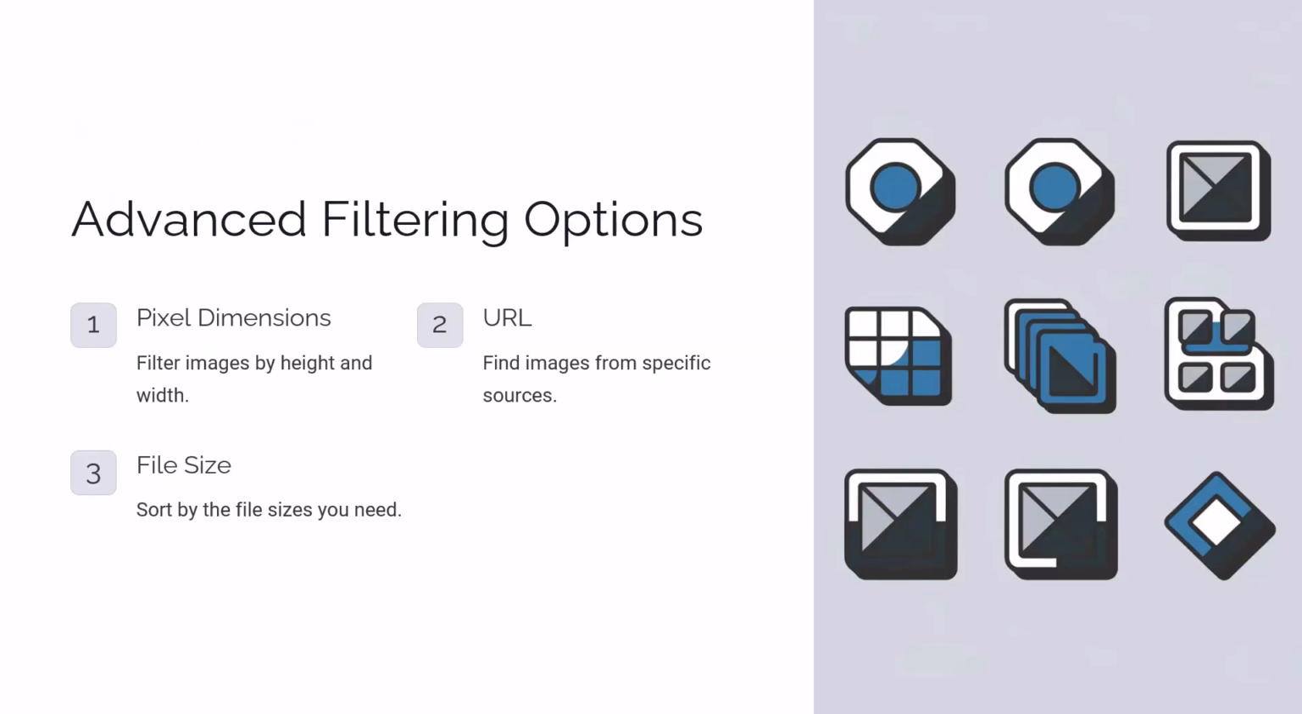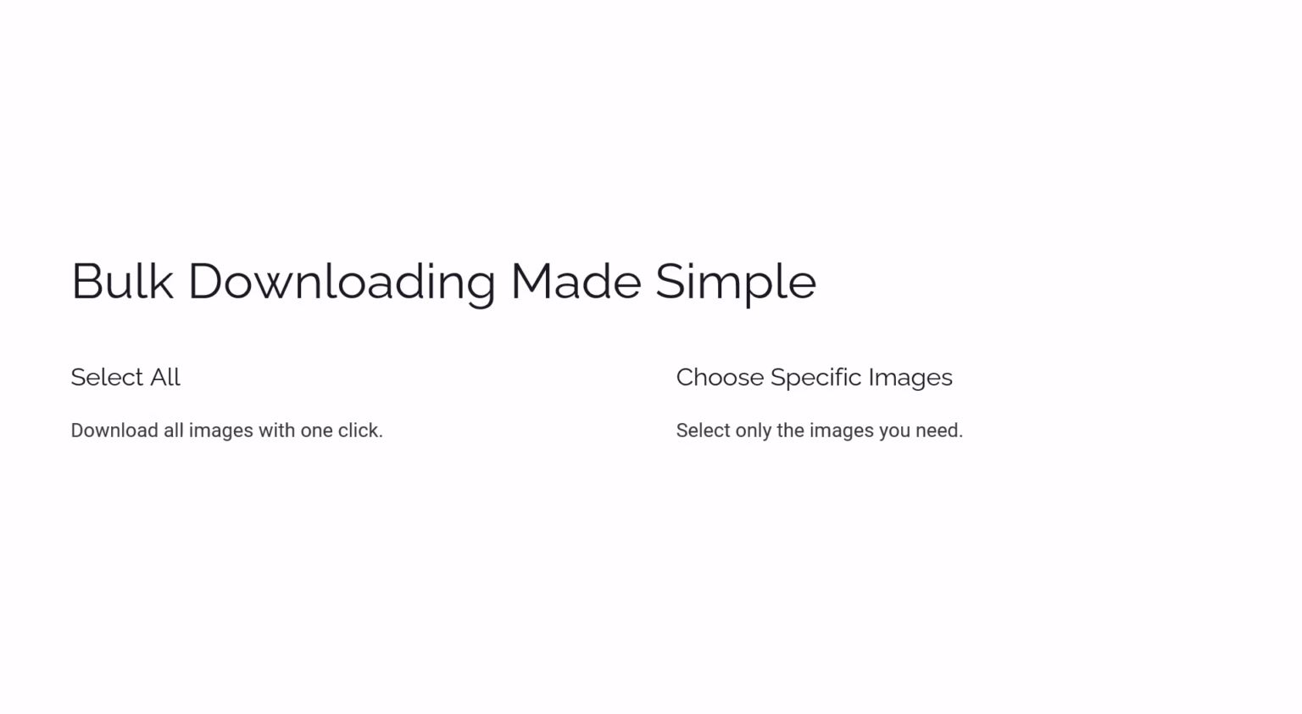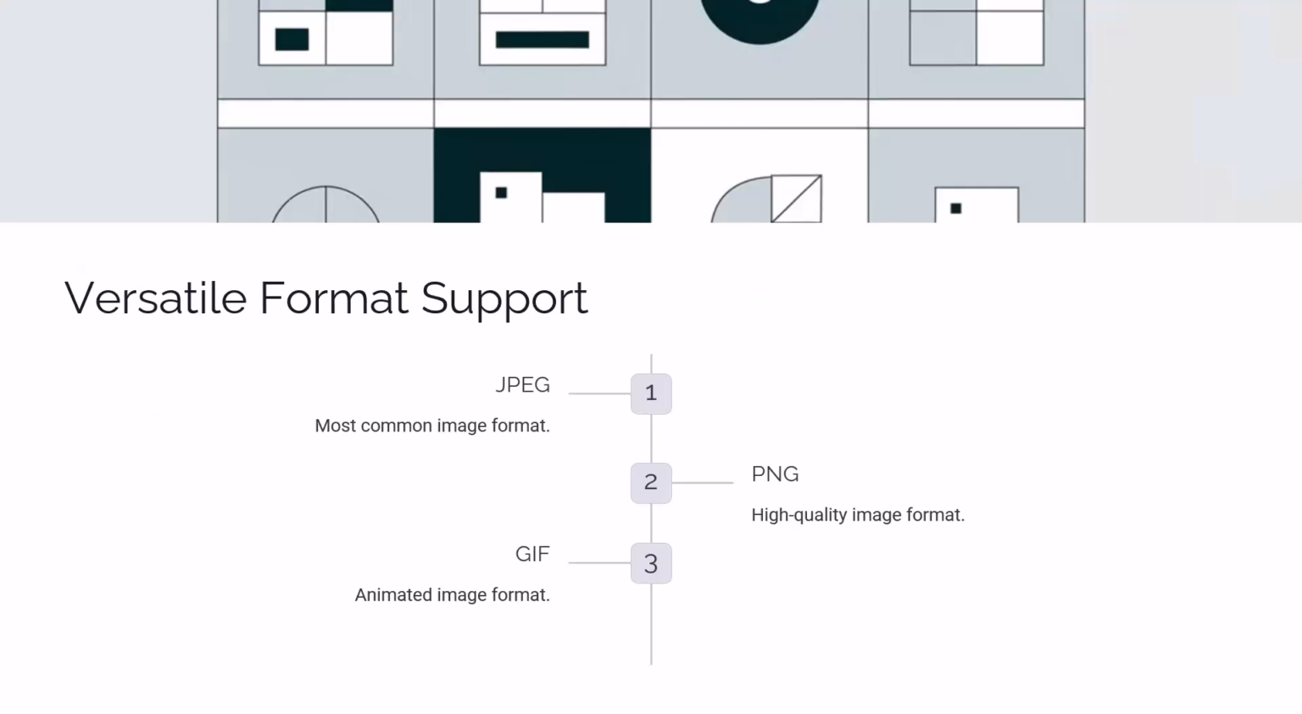Advanced filtering options. Pixel dimensions. Filter images by height and width. URL. Find images from a specific source. And file size. Sort the file by size that you need. And bulk downloading made simple. You can select all and download all the images on a page with one click, and you can choose specific images and select only the images you need. Uses JPEG, PNG, GIF, and WebP.